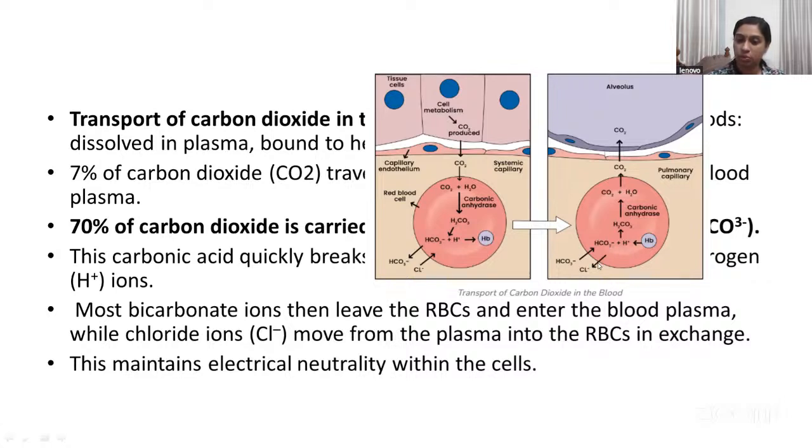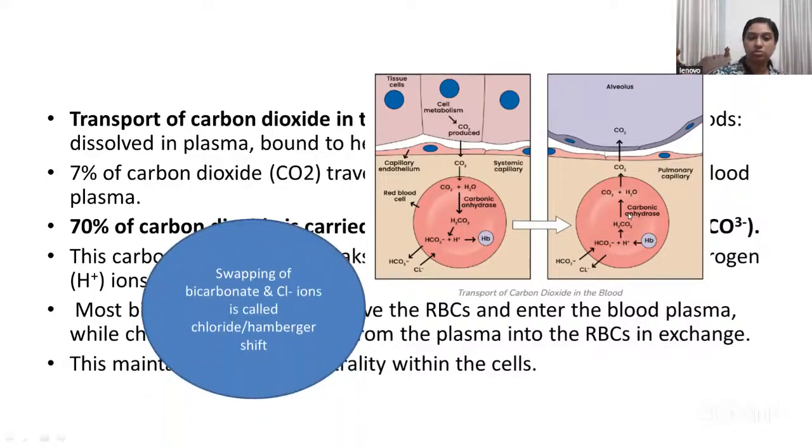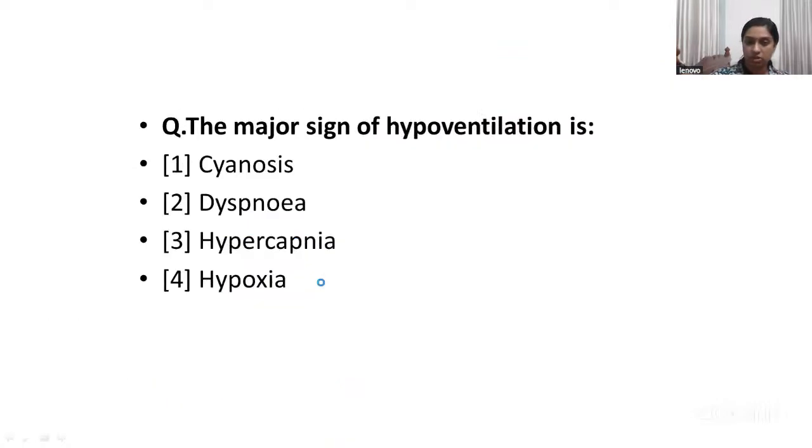are moved out. And also there is H plus ion present in the hemoglobin, and it will combine to form carbonic acid, and it will split into carbon dioxide and water, and it is eliminated from the lung system or the alveolus. This is what we call the reverse chloride shift. So swapping of bicarbonate and chloride ions is called the chloride or Hamburger shift.